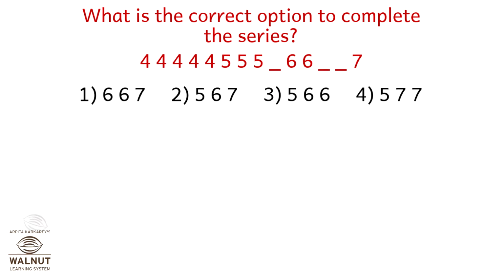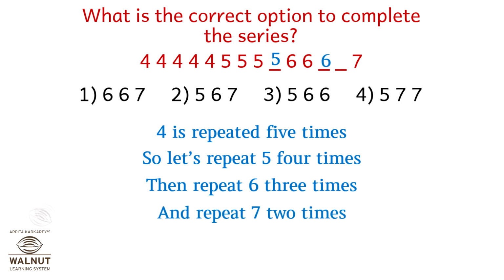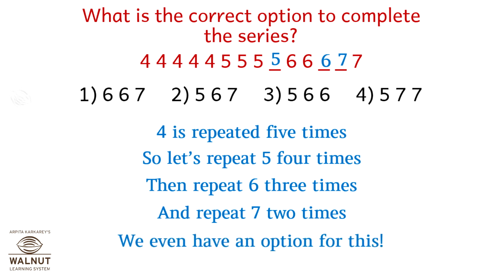What is the correct option to complete the series given below? 4 is repeated 5 times. So let's repeat 5 four times. Then let's put 6 three times. And try 7 two times. We even have an option for this. Option number 2. And that seems to be correct.